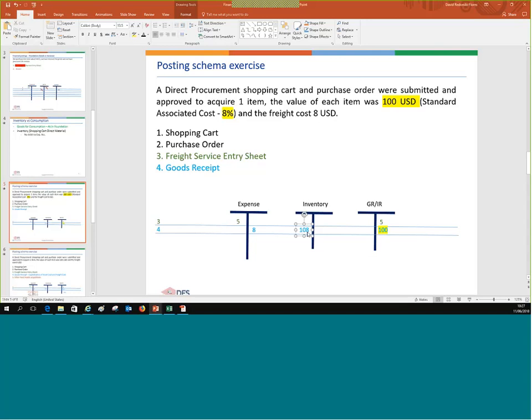So this 8% is added automatically by the system. You will have a PO for 100, and if you go to the goods receipt and analyze the posting, you will get confused if you don't know this, because you will see that the price of the PO is 100 and the debit on the inventory account will be 108. So yes, it's automatically posted. You will see the debit, the credit on expense on the particular GL for freight services, and the credit on the GR/IR. So it's automatic.